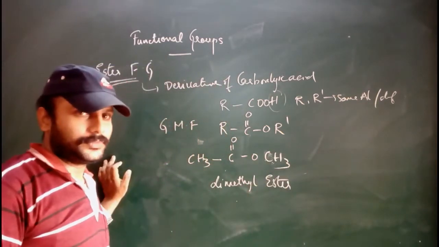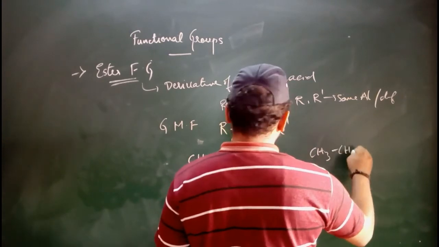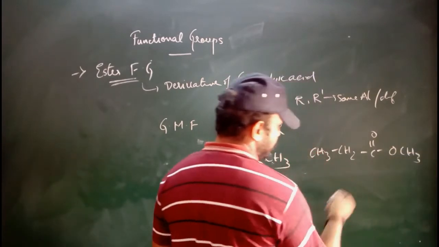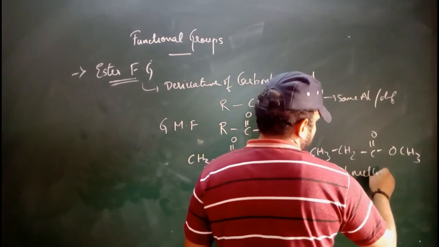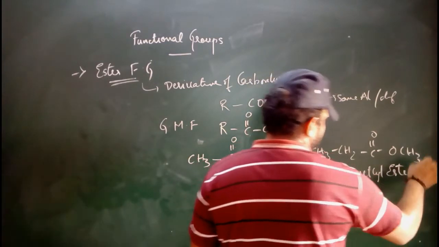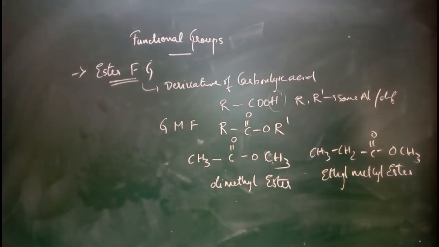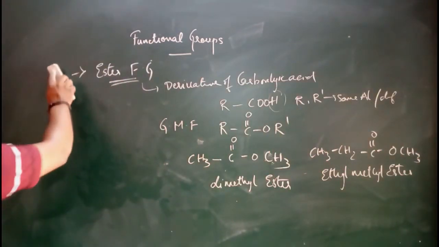Dimethyl ester. Okay. If I write a different alkyl group, CH3CH2COOCH3, what is the name of this one? Ethyl methyl ester. Understood? So ester is nothing but a derivative of carboxylic acid. Understood? So let's see the next one. What is the next one? Amine functional group, our last functional group.